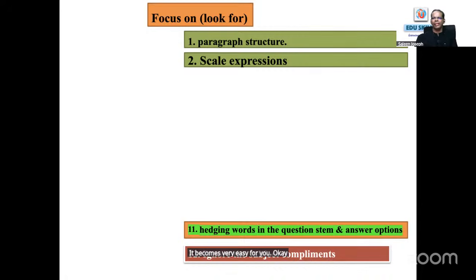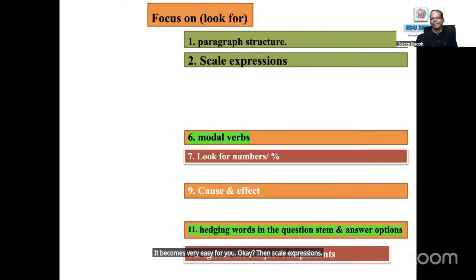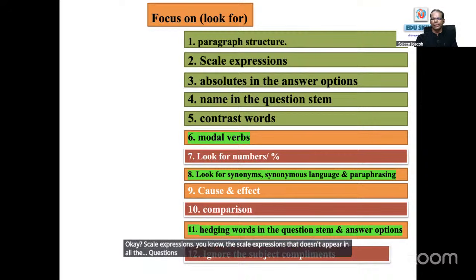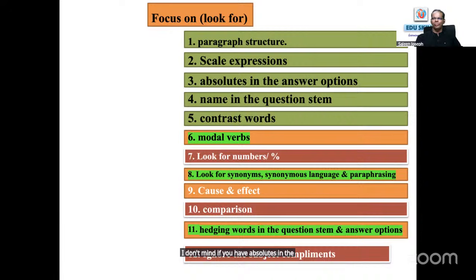Then scale expressions. You know what scale expressions are? That doesn't appear in all the questions, but in most of the questions, you will have some expressions. Absolutes in the answer options. You don't mind if you have absolutes in the question stem or in the text. It doesn't help you. We are bothered about absolutes, the extreme ends in the scale, north pole and south pole: always, never. You have to look for that only in the answer options, nowhere in the stem, nor in the text.